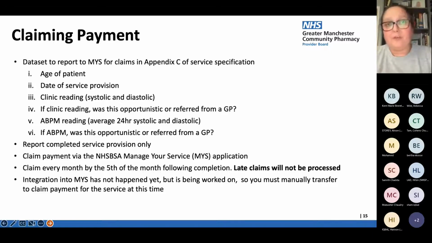But for now, please make sure that you transfer everything over manually. It needs to be done by the 5th of the month following the completion, and the NHS BSA will not pay for any late claims. They won't be processed. So please make sure that you build that into your month-end process.